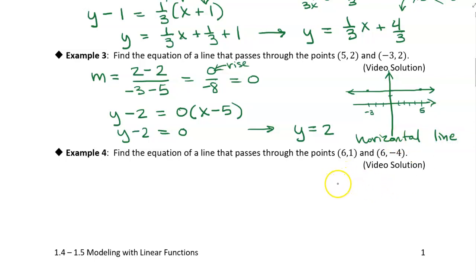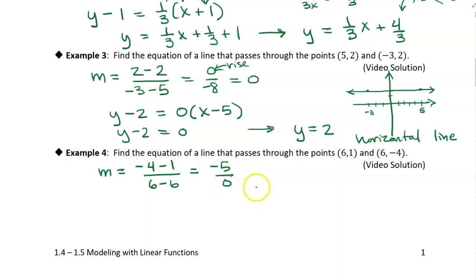Now I'm going to go ahead and do this next one at the same time. Let's do the same thing. We got 2 points. It looks very similar to that example 2. So we got 2 points. Well, let's find the slope. I'm going to do -4 minus 1 over 6 minus 6.